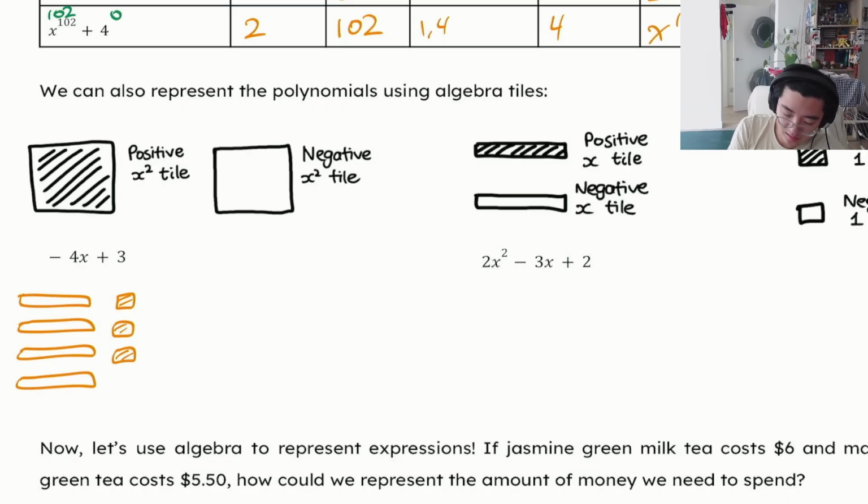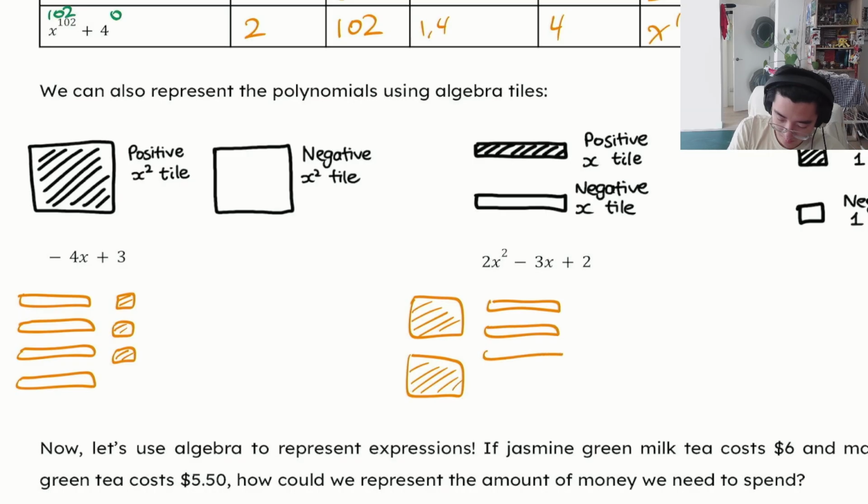Right, and of course, taking out with the squares, we got 2 of the x squared tiles. That's not a square by a long shot. So we got 2 big guys here. Minus 3x, so 3 of the skinny long ones, that's blank because it's negative. And 2 small squares because it's plus 2. So that's another way we can visualize polynomials.